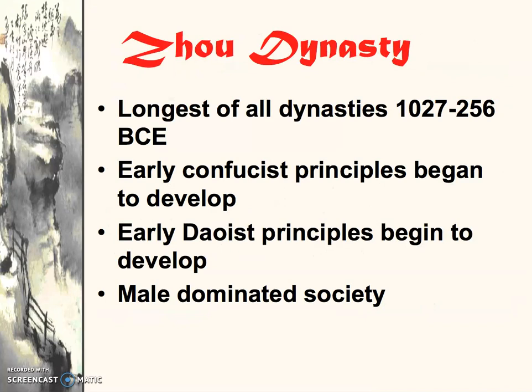All right, next we've got the Zhou dynasty. So the longest of all dynasties, 1027 to 256 BC. Do that math in your head real quick. Try to figure it out. This is where we begin to see early Confucius principles beginning to develop. We also see Taoist principles beginning to develop at this time as well. This was a male-dominated society. Even today in China, we see a male-dominated society. Because as time progresses, though, things do change a little bit, but for the most part, pretty male-dominated.